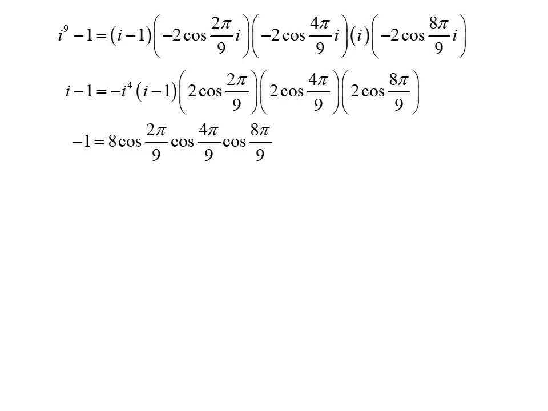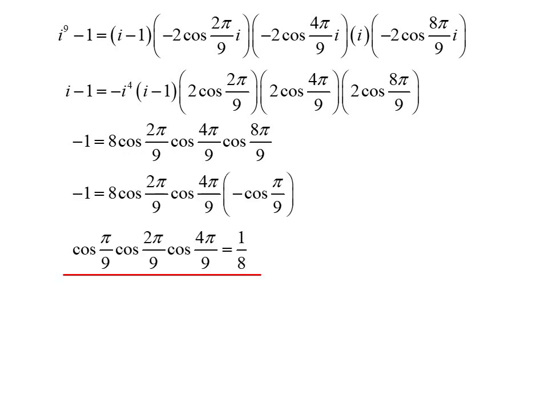8 pi on 9 would be in the second quadrant. The acute angle would be pi on 9. So it's the same as minus cos pi on 9. Alright, so we now have it. Because if I divide by negative 8, I end up with cos pi on 9, cos 2 pi on 9, cos 4 pi on 9 is 1/8. Ooh, quite a bit of manipulation there to get that result out.